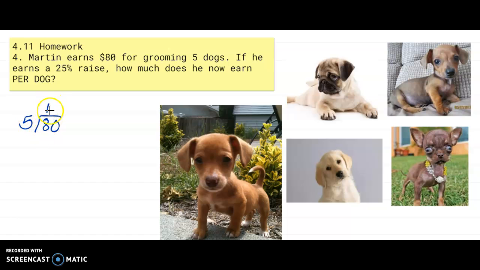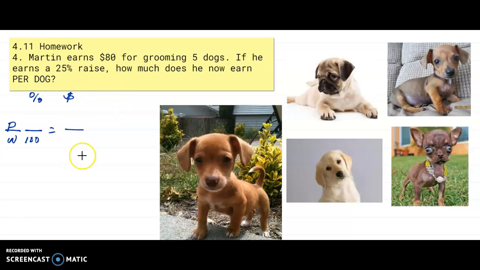5 goes into 8 one time. 1 times 5 is 5. I'm going to bring this 0 down. 8 minus 5 is 3. 5 goes into 30 6 times. 6 times 5 is 30. When I subtract, I get 0. So now I know he gets paid $16 per dog.